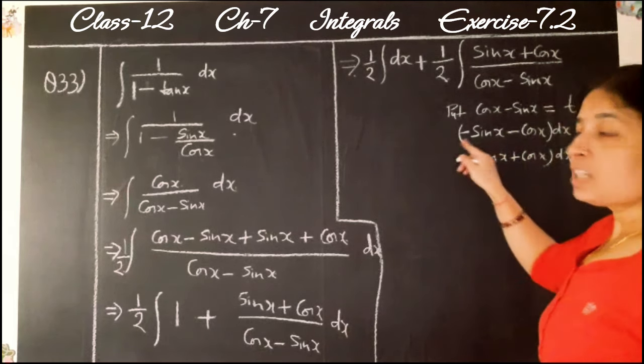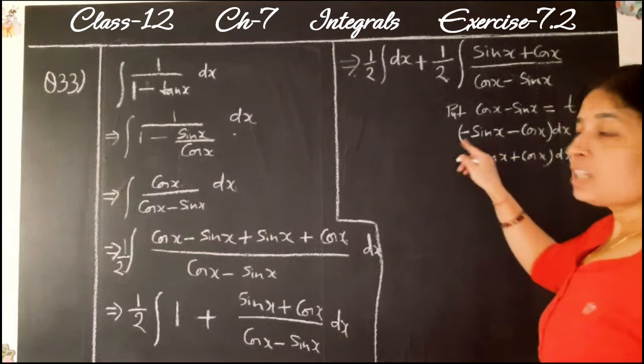Okay. So for the first part, if you integrate 1 dx, you will get x. So it will be x by 2 plus, write this one. Then write here x by 2 plus this 1 by 2 as it is, integral. In place of (sin x plus cos x) dx, write minus dt. So write here minus dt. And cos x minus sin x is t. So write here t, and write a constant c.